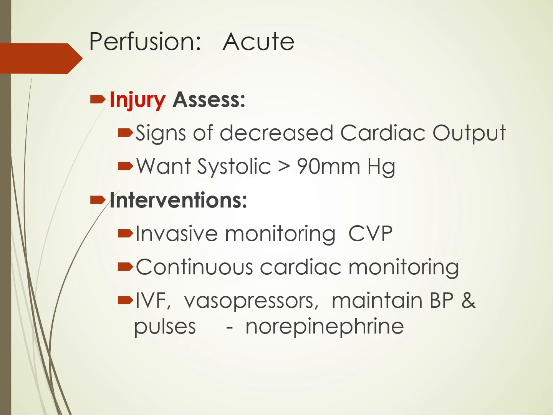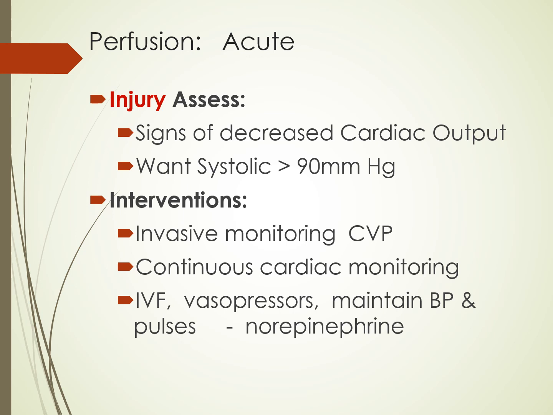All right, our next slide is perfusion in the acute stage. With this, as you know from shock and Ms. Lineberry's presentation, we're looking for signs of decreased cardiac output. Ideally for spinal cord, we want the systolic above 90 millimeters of mercury. If it falls below, the spine area is not being perfused, so ideally we really want to keep it above 90.